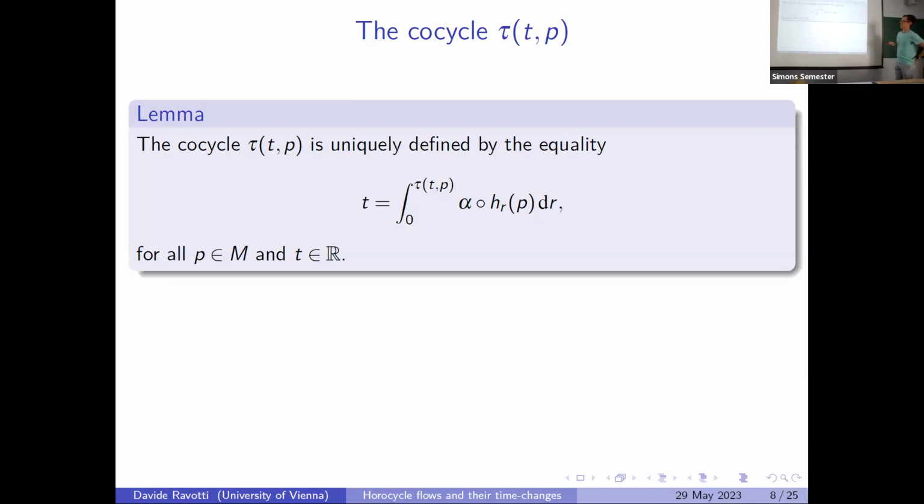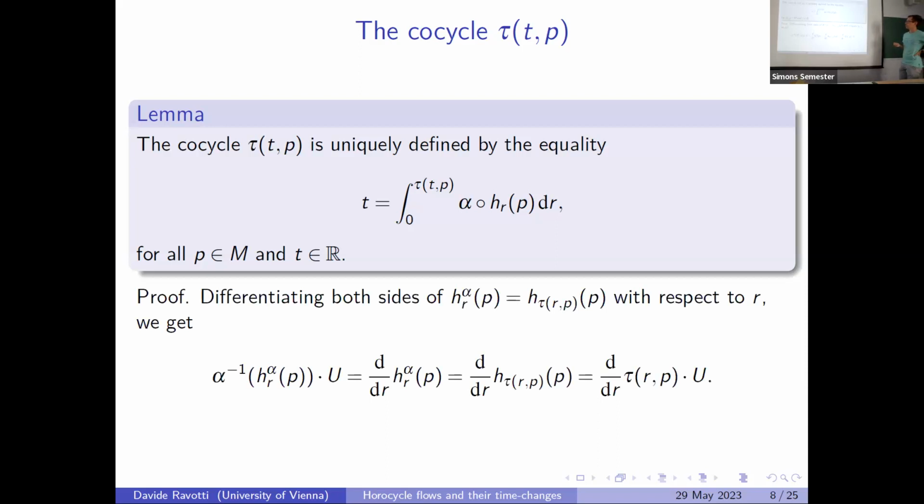Okay, let me quickly prove this lemma. So this is the equation I know for tau: the orbit of R moving for time R with your time change is going to be moving for time tau in the unperturbed flow. I can differentiate both sides with respect to R. So what do I get? On the left-hand side, I get the vector field defining my flow, and the vector field defining my flow is 1 over alpha evaluated at the point I am at. So 1 over alpha evaluated at H alpha of R of T times U. So this is the vector field generating this flow.